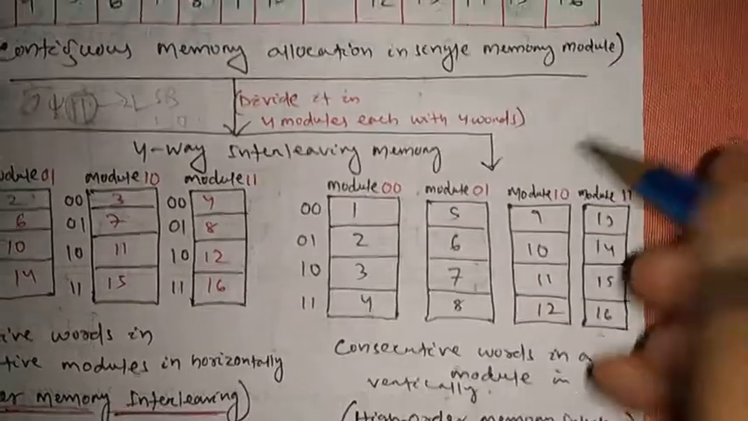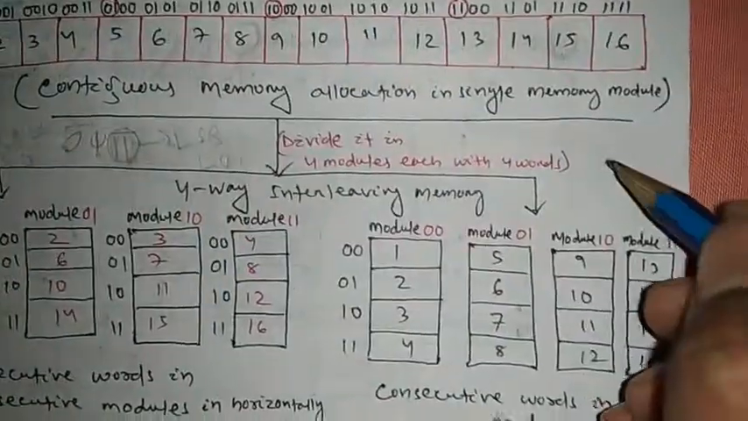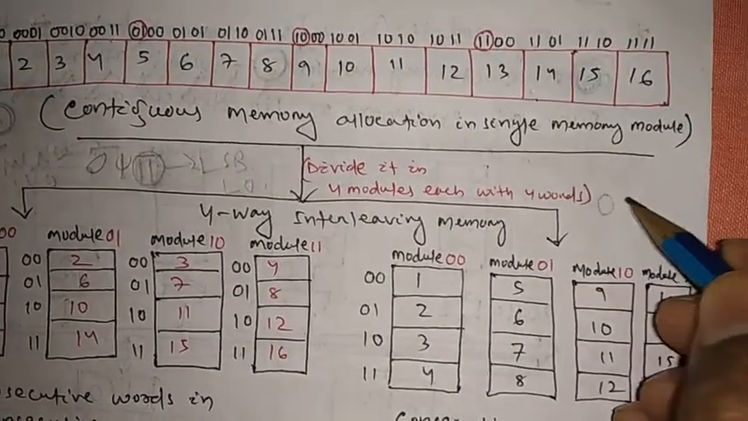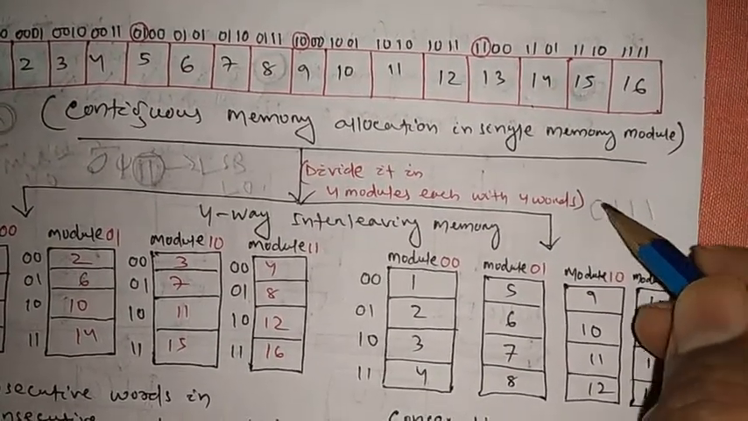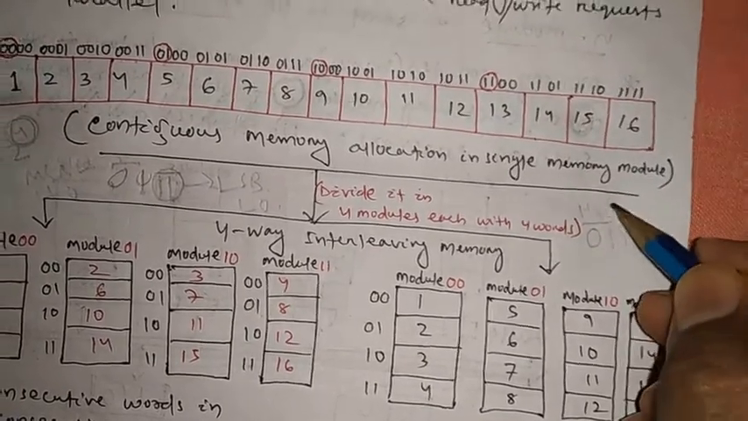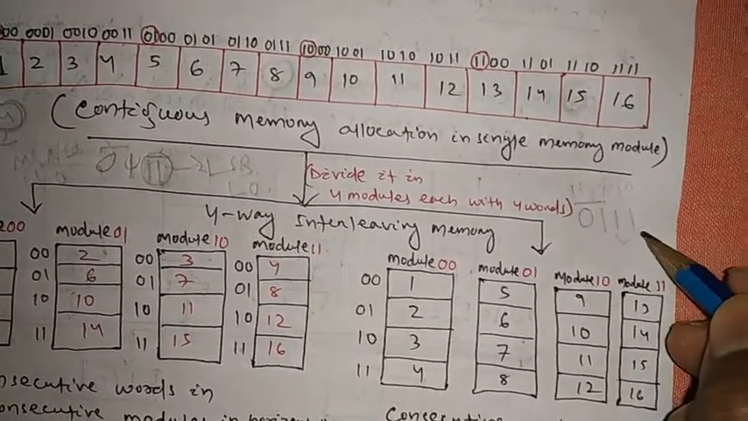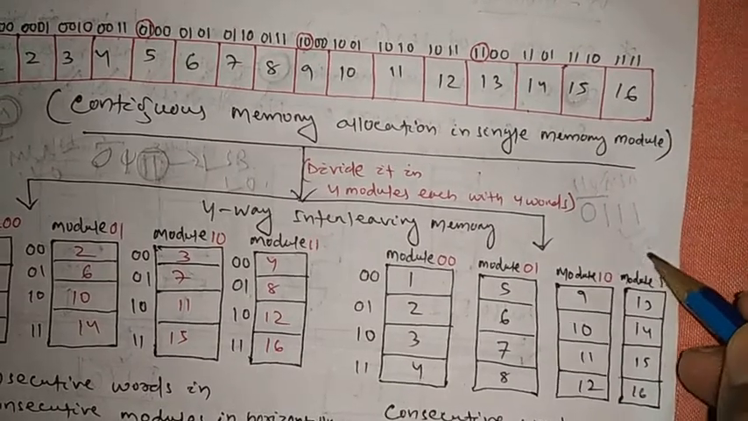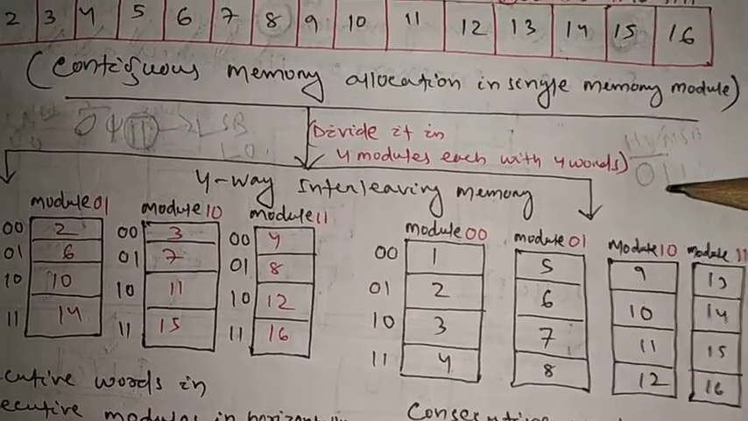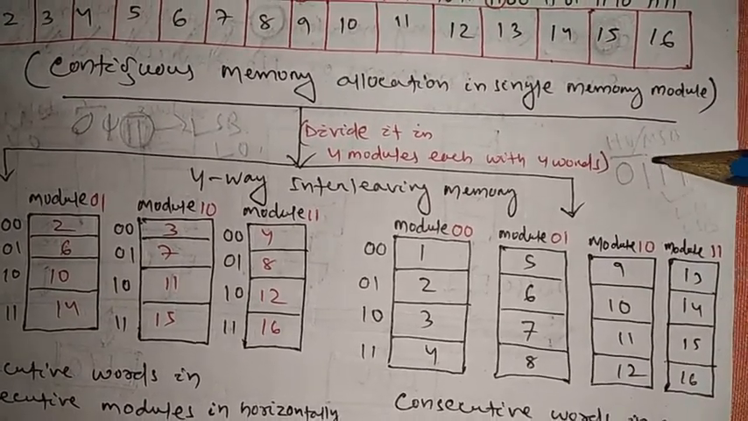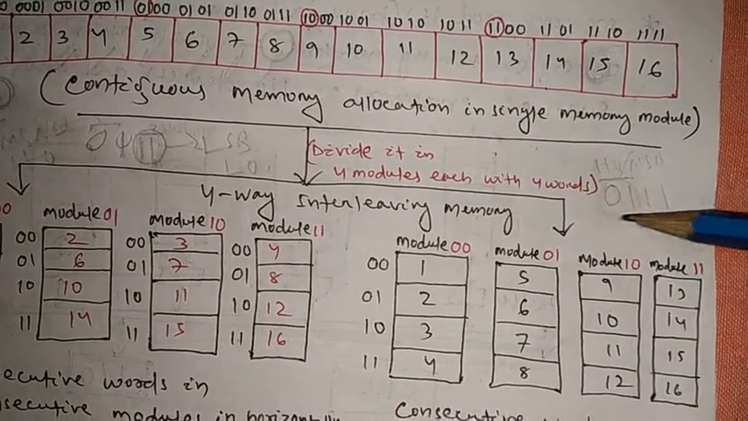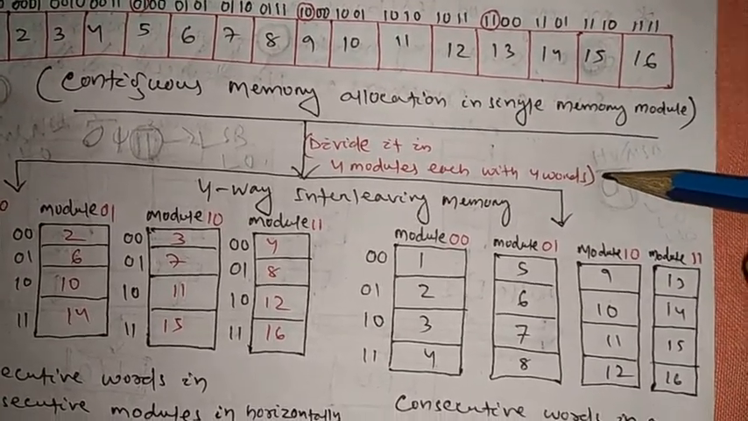Suppose you want to access the data 8. The data 8 address memory location is what? 0111, and these 2 bits are called what? High order bits, or you can say most significant bits, and these 2 bits are called low order bits, or you can say LSB, least significant bits. So here the first 2 bits are used to identify the module.